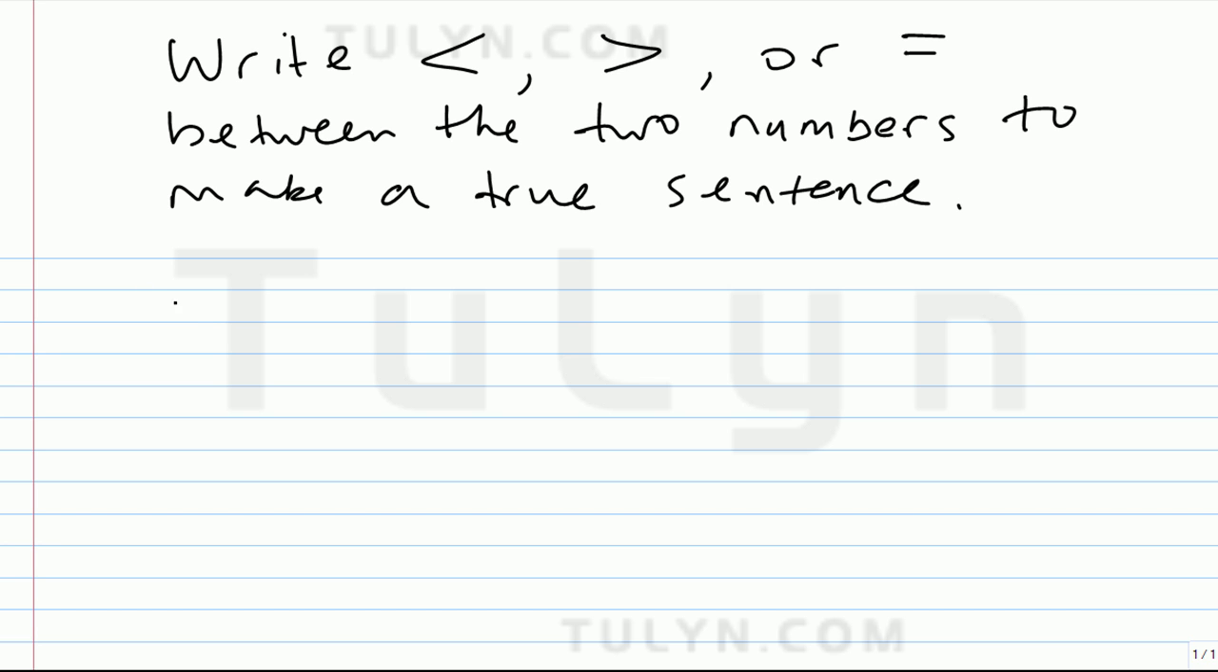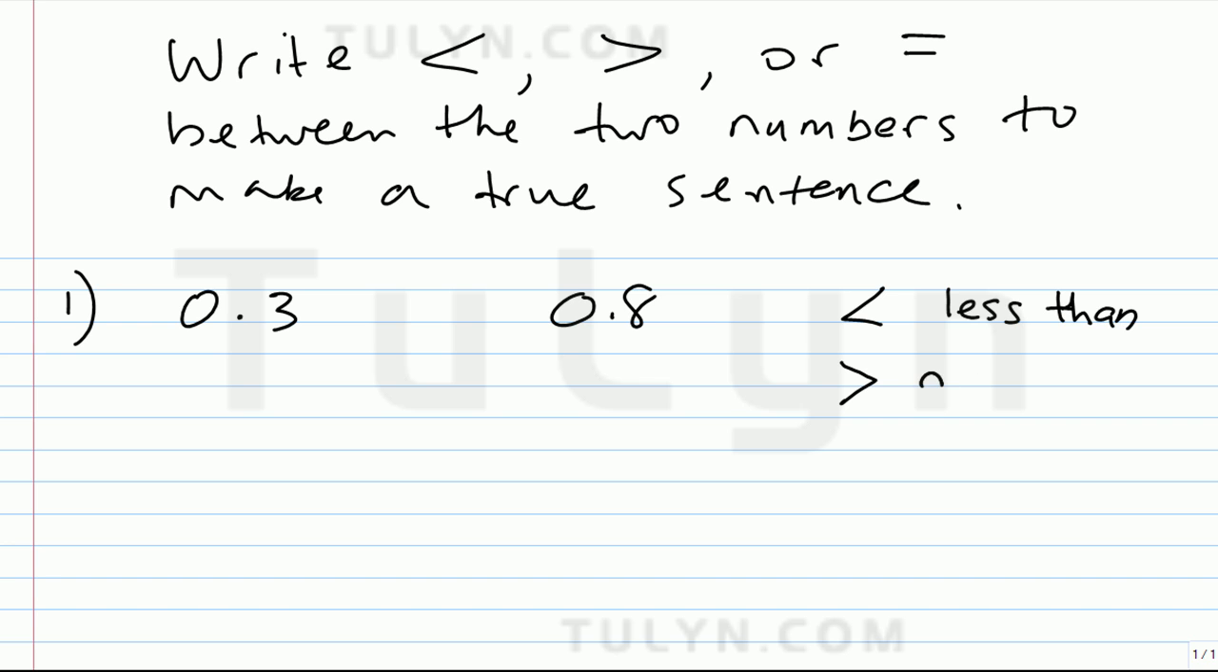Okay, now, what if you have 3/10 and 8/10? Now, let's go over the signs first, before we go to do this problem. This is a less than sign. That means anything before it is smaller than anything after it. This is a greater than sign, meaning anything before it is bigger than anything after it. And this right here is an equal sign, right? That means both amounts are going to be equal.